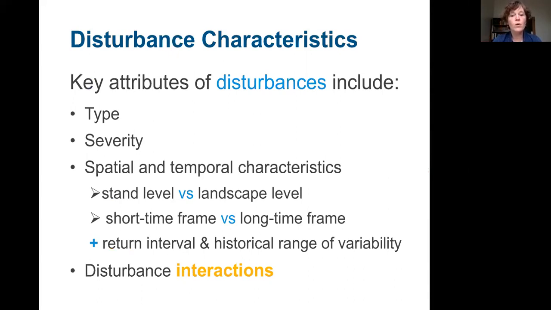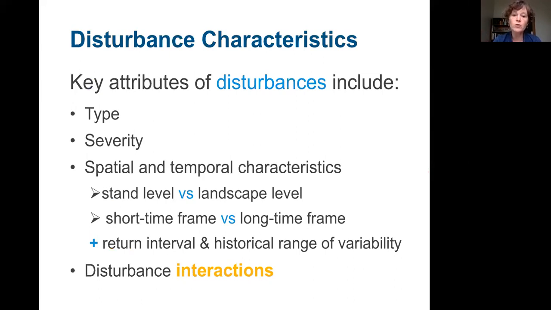The spatial and temporal characteristics. What I mean by this is the area over which the disturbance acts. This could be at the stand level, or it could be at the landscape level. The impacts are really influenced by how large a disturbance is. For example, you could have a tree blow down on your property over the wintertime, and that would be a very small stand level disturbance. Whereas with this drought and bark beetle outbreak, especially in the Southern Sierra, we're seeing mortality across the landscape. So you have very different outcomes based on this.